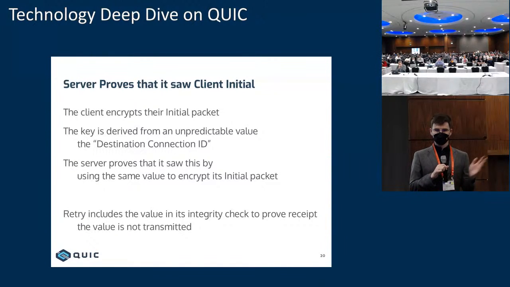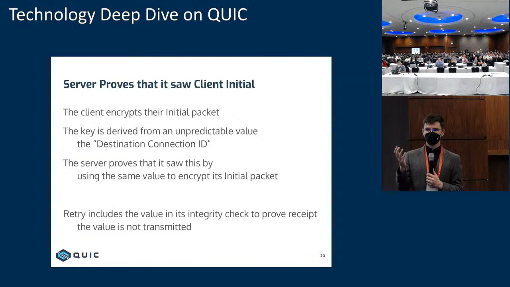But of course, that goes both ways. The server needs to prove that it saw the client initial as well. So the client needs to confirm that the server is willing to talk to it. And at this point, we have a little trick. These initial keys that I told you have a version specific thing are actually derived based on what we call a connection ID. And that connection ID is an unguessable value from the client. And so when the server responds using keys derived from that connection ID, then the client can confirm that the server is willing to talk to it.